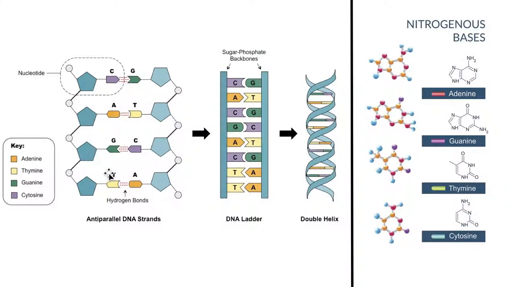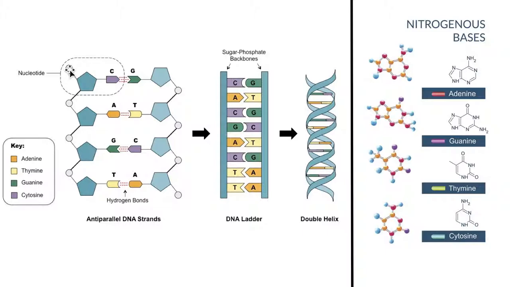This is DNA. DNA is a nucleic acid, and nucleic acids are made up of monomers or repeating units known as nucleotides. Here is a single nucleotide, and a sequence of nucleotides make up the DNA. Each nucleotide is composed of 3 pieces.